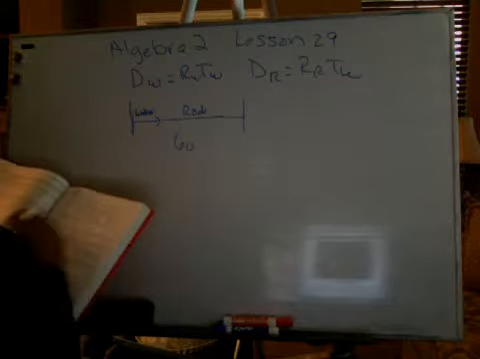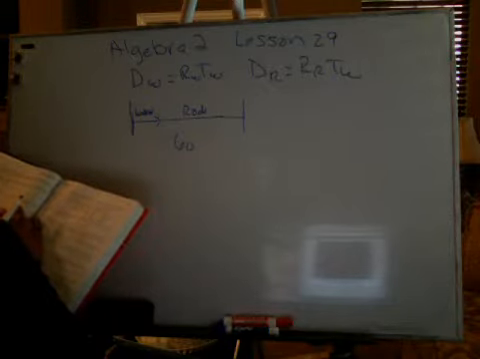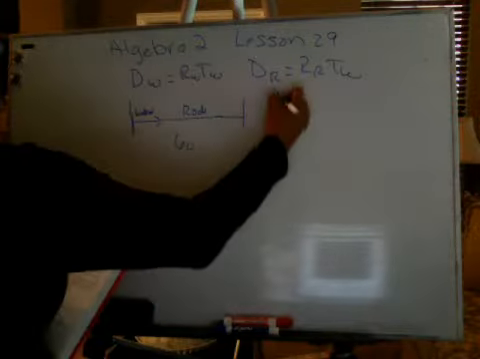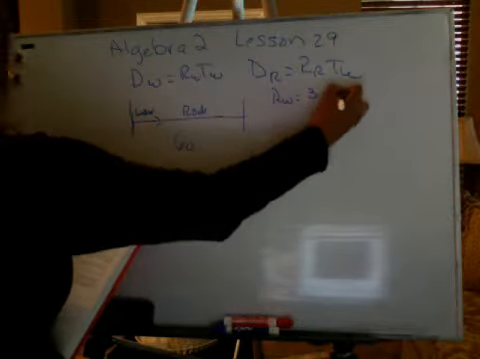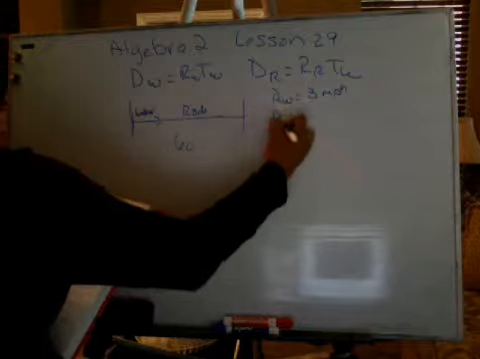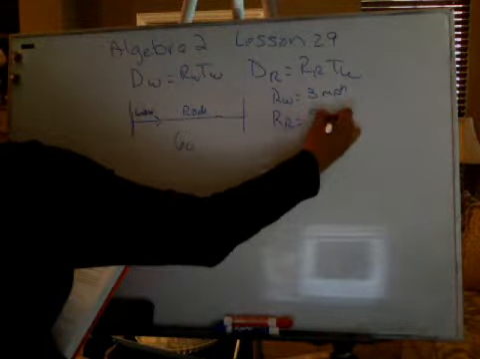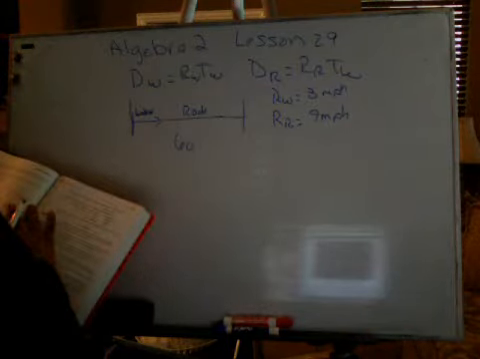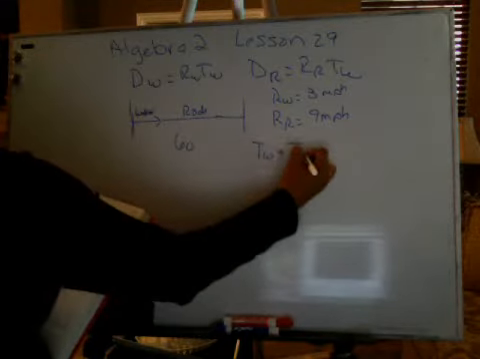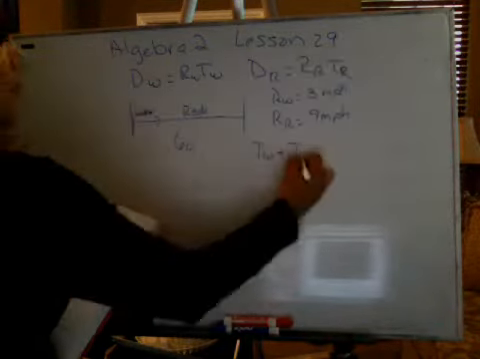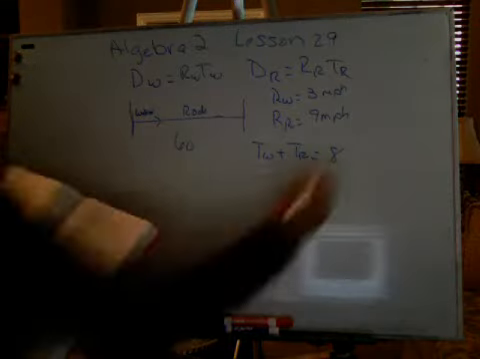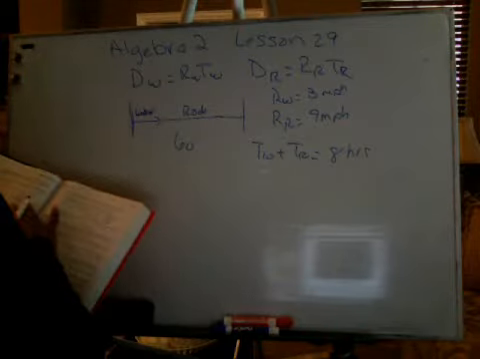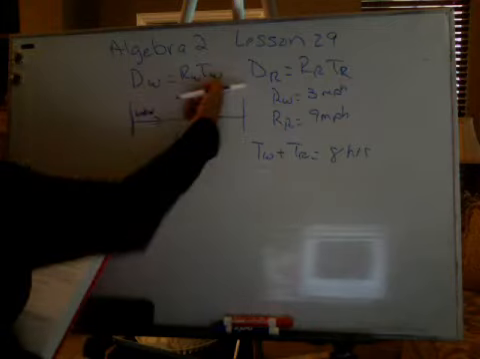Okay. Then they told us he walked at 3 miles per hour, where miles per hour means rate. So R of W is 3 miles per hour. And it said he rode, so R of R is 9 miles per hour. It said the total time of the trip was 8 hours, so the time that he walked plus the time that he rode is going to equal 8 hours. And the question is, for how long did he walk? What was his time of walking? That's what we're trying to find.